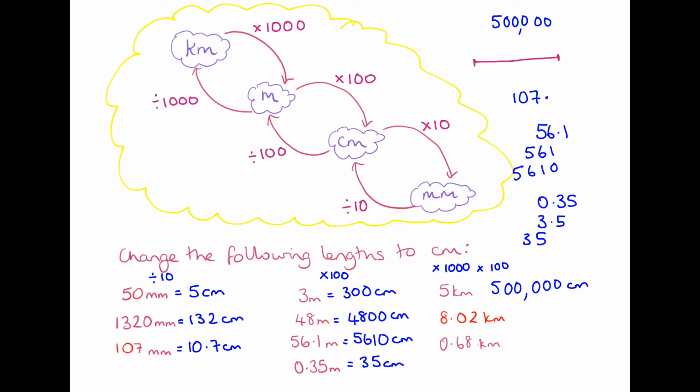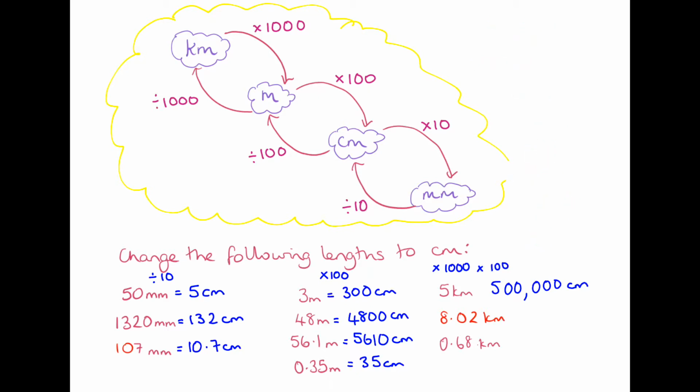Okay, so 8.02 kilometres. Let me clear a bit of space over here. So 8.02. So we want to multiply that by 1,000. So moving 3 spaces, 1 space would put the 0 in front of the point, 2 spaces would put the 2 in front of the point. So we've got 8020 when we multiply by 1,000 because we moved 3 places.